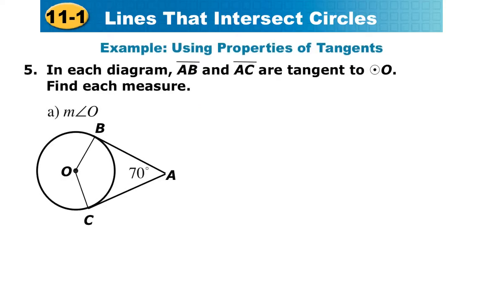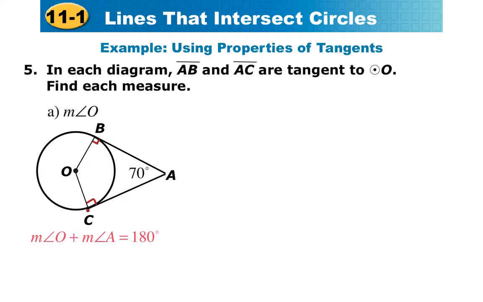Problem number 5 says in each diagram AB and AC are tangent to circle O. Find each measure. And again, we saw a theorem earlier that said that these two lines are perpendicular, so they form a 90-degree angle. Same thing here. This was theorem 1.1.1. So these two are 90. And this is a quadrilateral, and a quadrilateral equals 360, so you know that this angle and this angle is equal to 180 if you take away the two 90s.